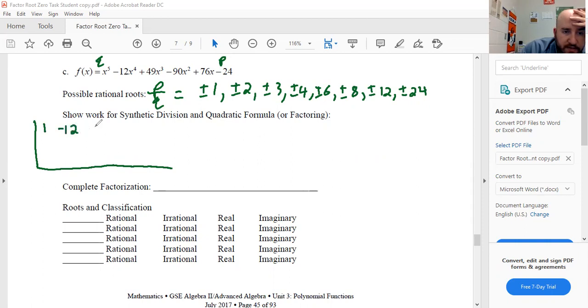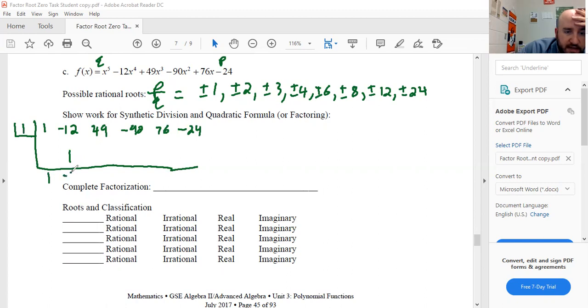1, negative 12x to the fourth, 49x cubed, negative 90x squared, 76x, negative 24. I'm going to start with positive 1. Drop the 1. 1 times 1 is 1.